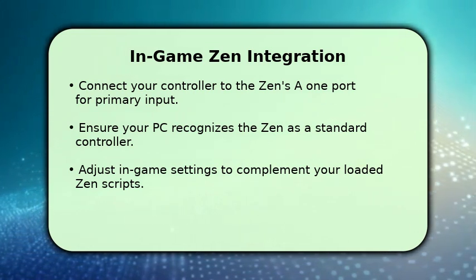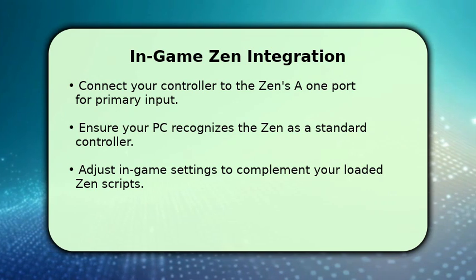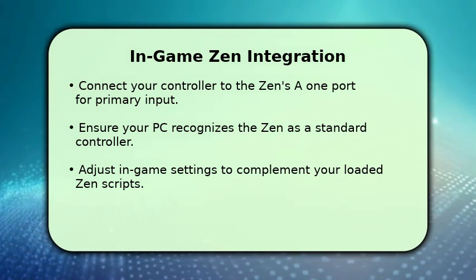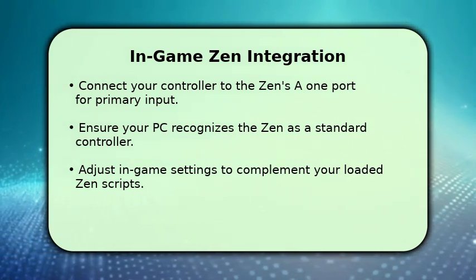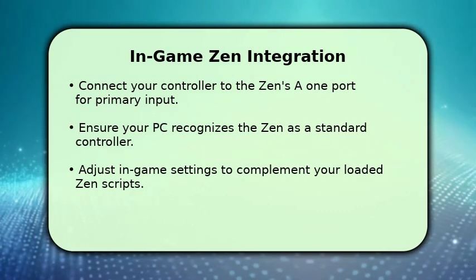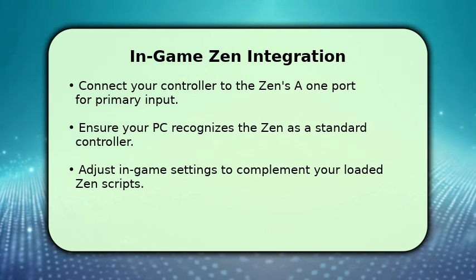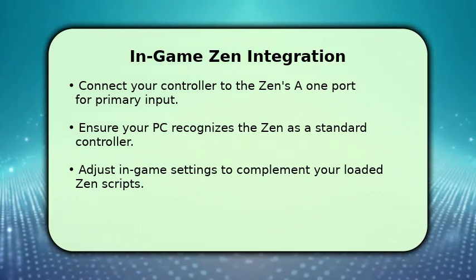Remember to check your in-game settings. Sometimes, disabling certain assists can enhance the effectiveness of your Zen scripts. Experiment with different sensitivities and dead zones to find the perfect balance. This setup ensures your scripts work harmoniously with your game, giving you precise control.